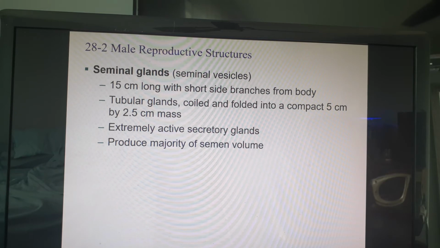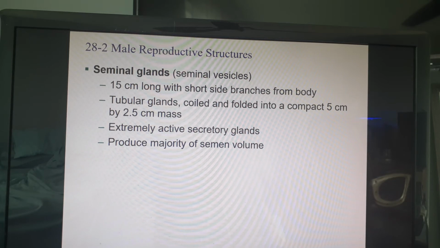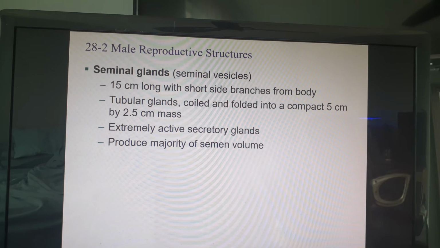So starting with the seminal glands, older books might call them seminal vesicles. There are two of them, one for each ductus deferens, or one for each side, and they are very active, and they are what are actually going to give us the most of the volume of what we call semen.